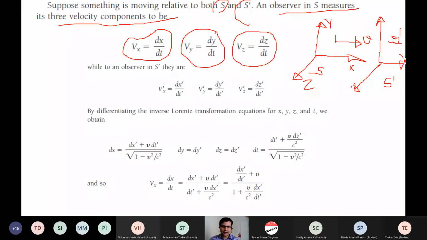Similarly, the corresponding velocities in x prime, y prime and z prime can be calculated easily by taking the position changes with respect to the time changes.